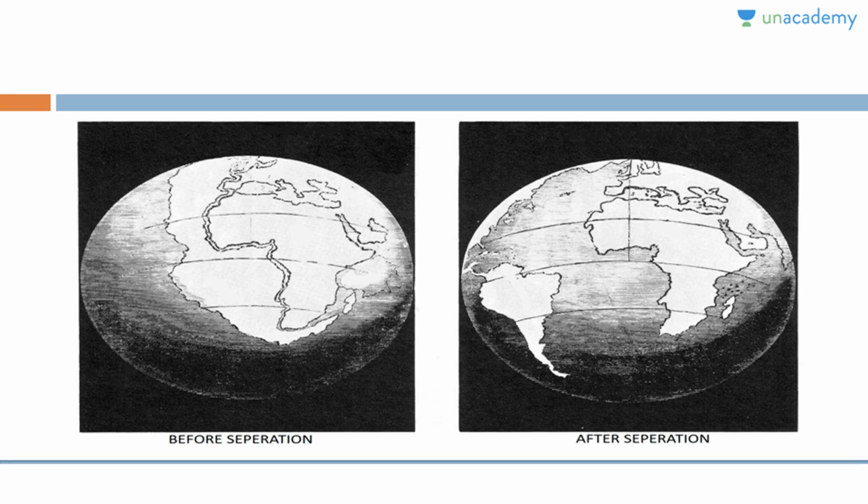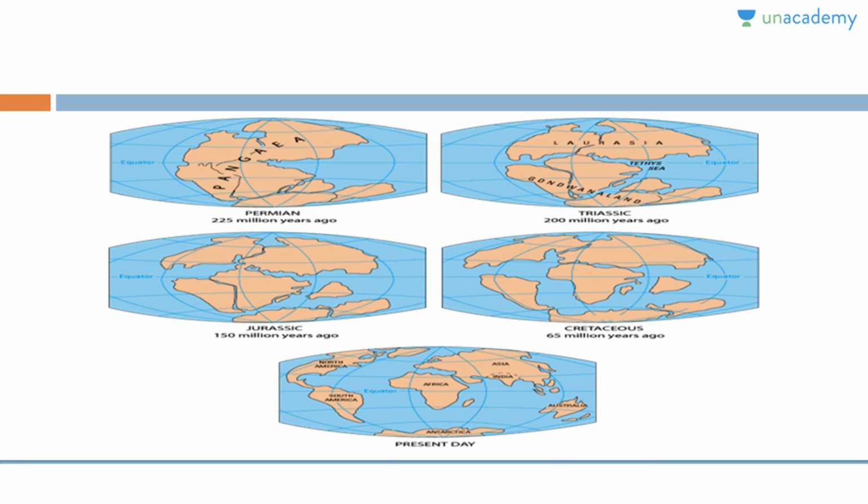So here you can see this is before the separation. All the continents were joined together, and after separation they separated into present day form. This is how the continental drift theory occurred.